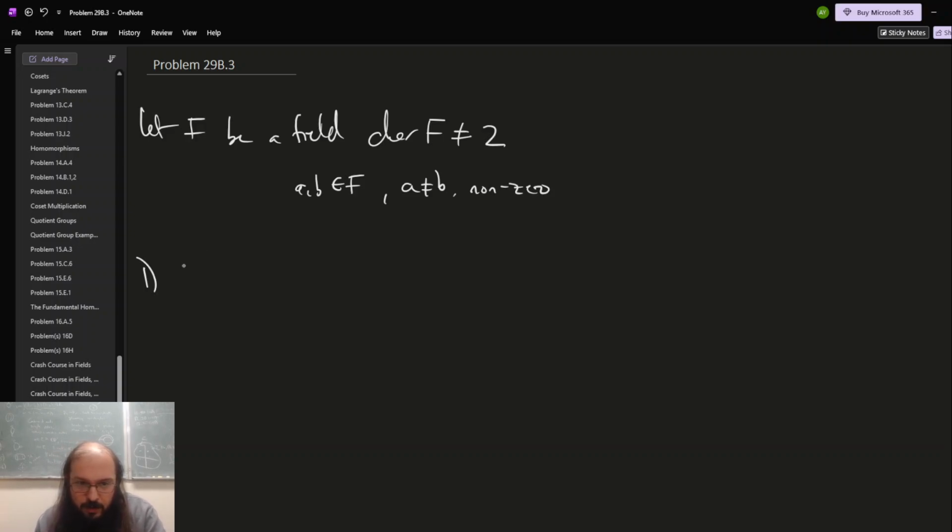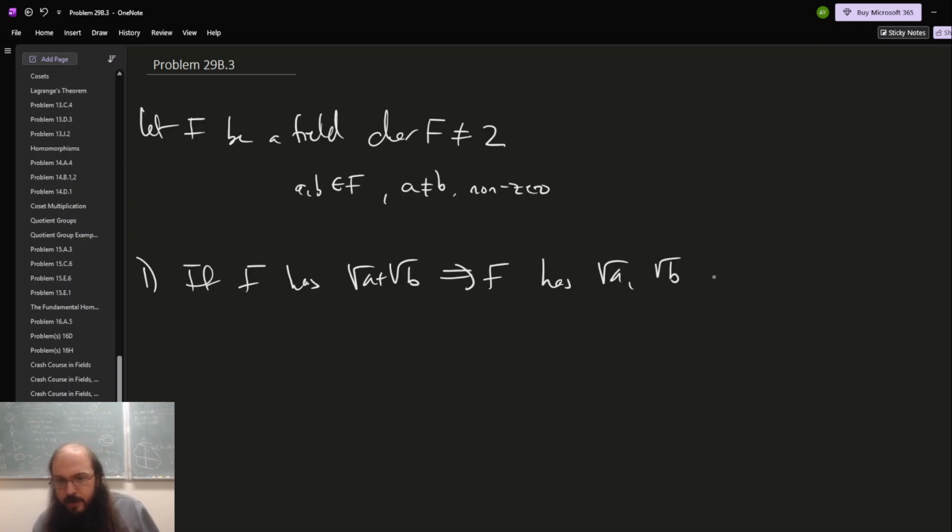Now, for our problem, we assume further that F contains square root of a plus square root of b. I want to show that if F has square root of a plus square root of b, F also has just square root of a, just square root of b, individually. And here's how we can do that.